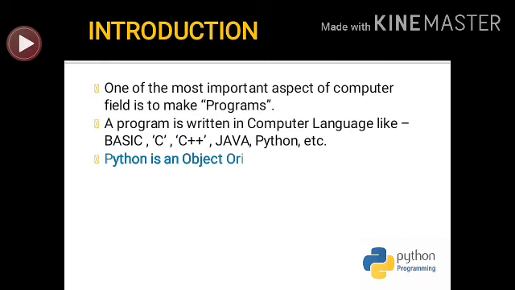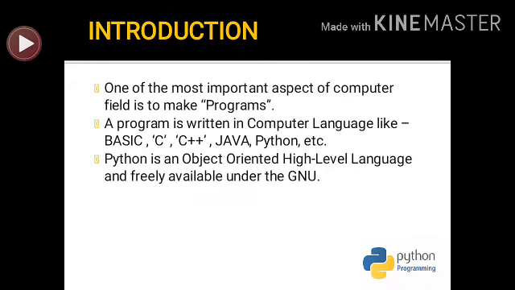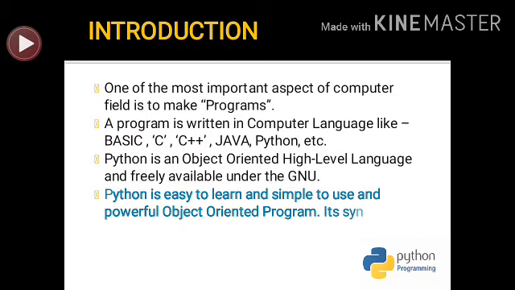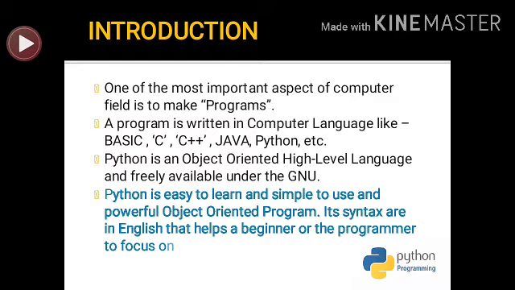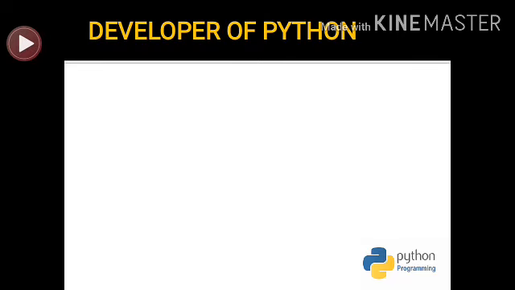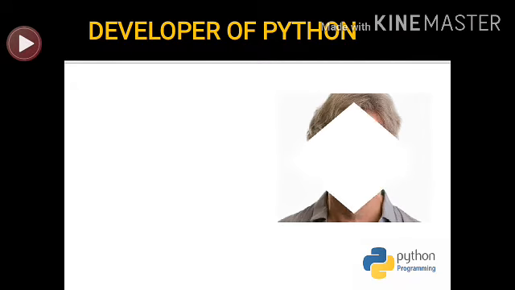Python is an object-oriented high-level language and freely available under the GNU. Python is easy to learn, simple to use, and powerful for object-oriented programs. Its syntax is in English that helps a beginner or the programmer to focus on the logic. You must know about the developer of the Python programming language. He is Guido van Rossum.